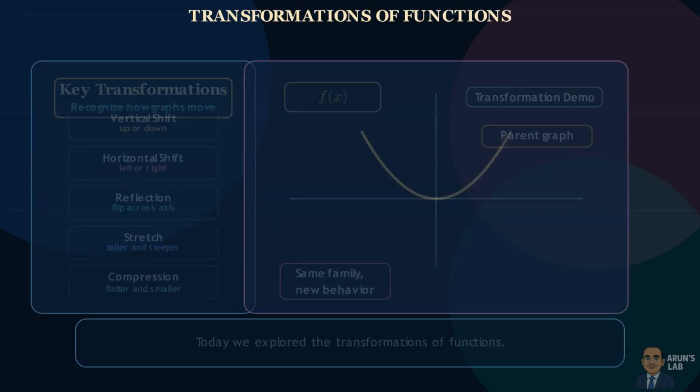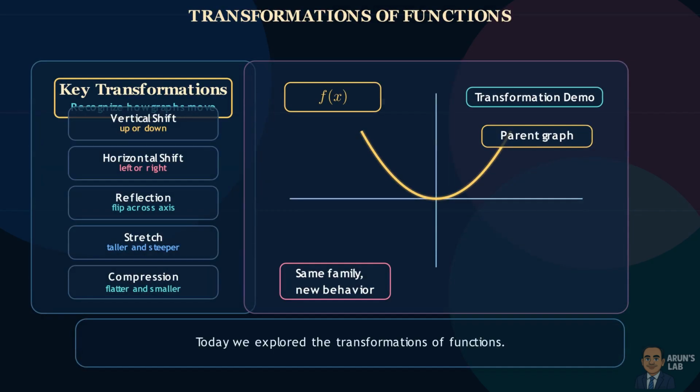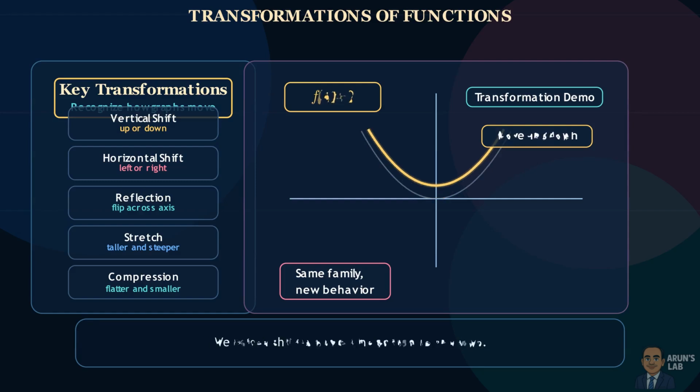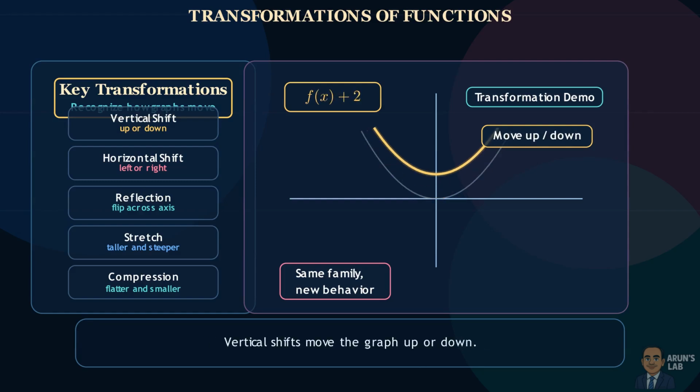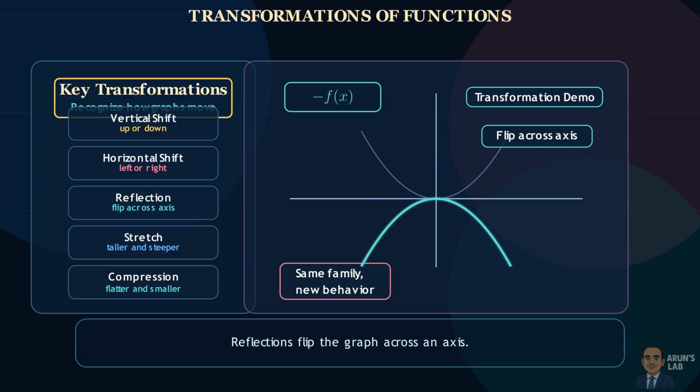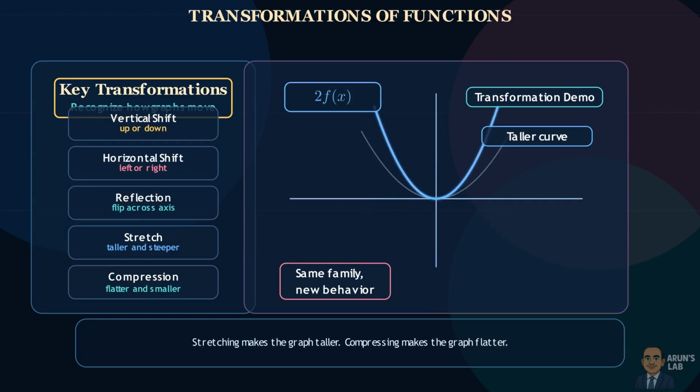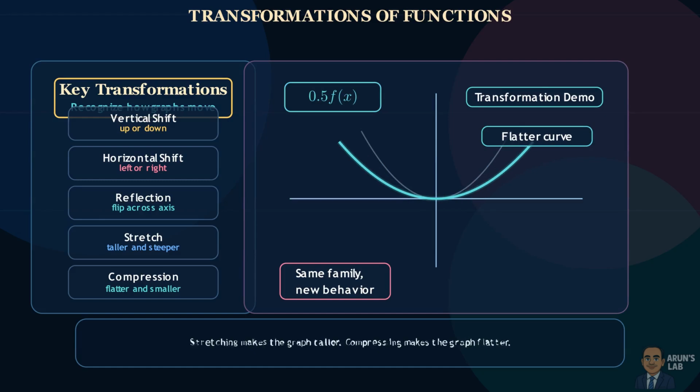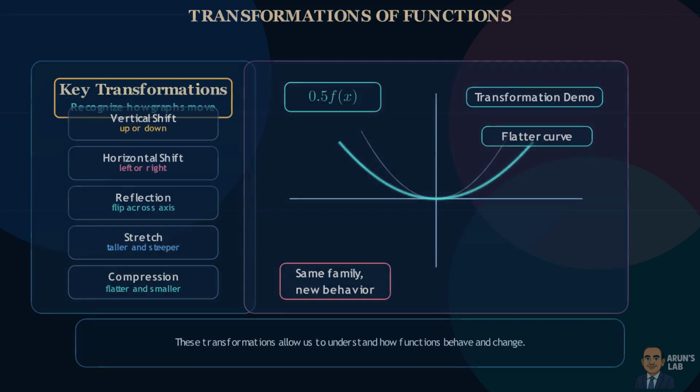Today we explored the transformations of functions. We learned that graphs can move in several ways. Vertical shifts move the graph upward or downward. Horizontal shifts move the graph left or right. Reflection flips the graph across an axis. Stretching makes the graph taller and compressing makes the graph flatter. These transformations allow us to understand how functions behave and change.